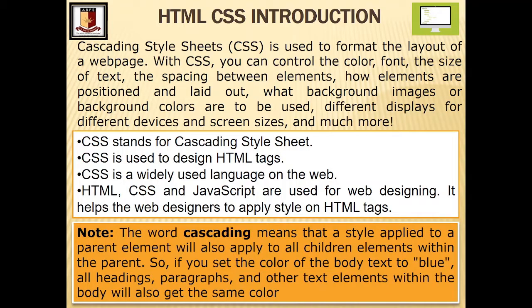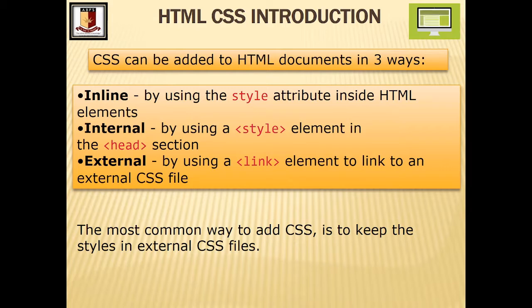Note, the word cascading means that a style applied to a parent element will also apply to all the children elements. So whatever the parent element, if you are applying styles and that tag contains some other tags also, the CSS will also be applied to those tags. So if you set the color of the body text to blue, all headings, paragraphs, and other elements within the body will also get the same color. Got it?